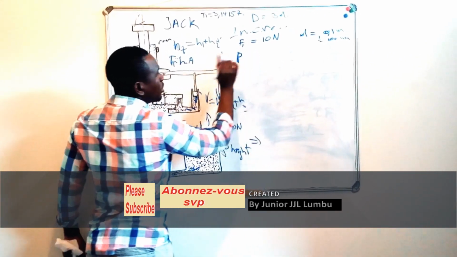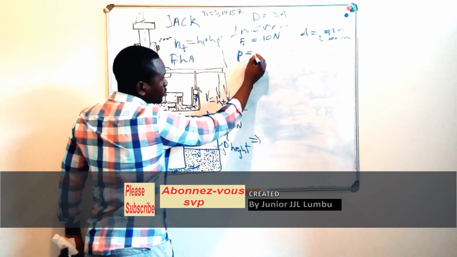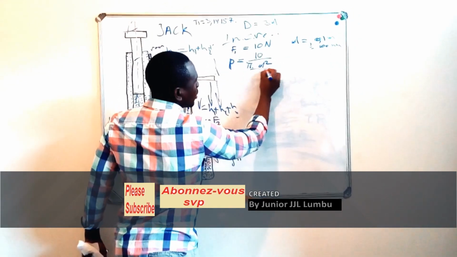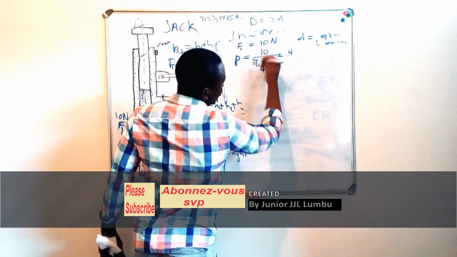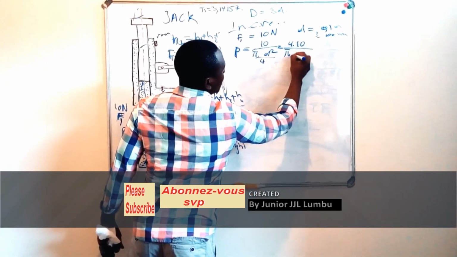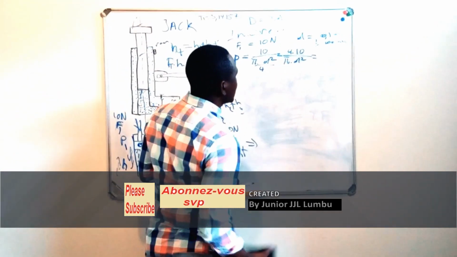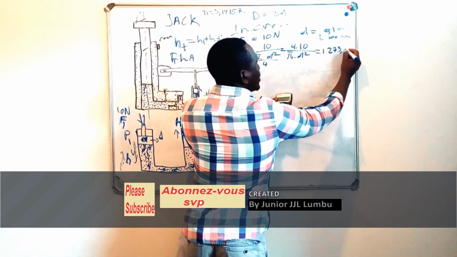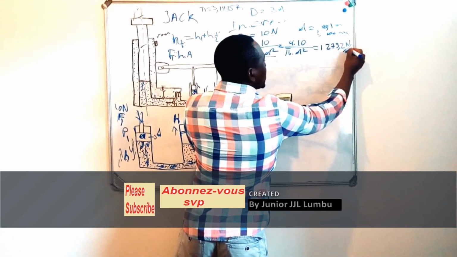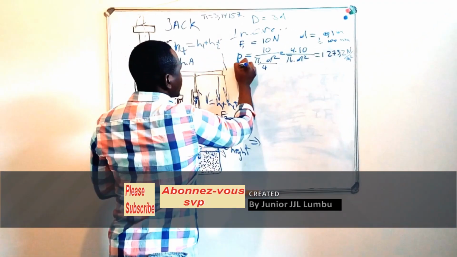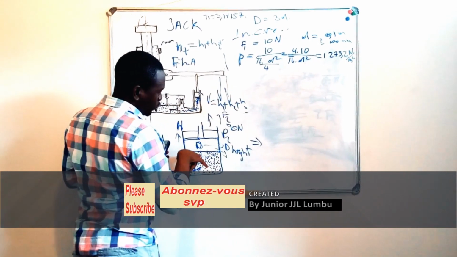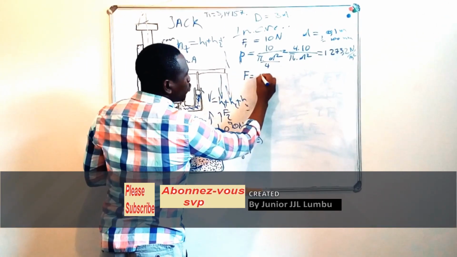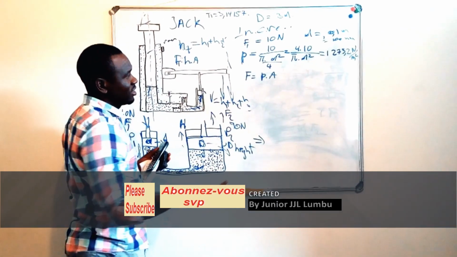So the pressure will be equal to 10 Newton divided by pi times d squared over 4. That gives me 1273.2 Newton per meter squared. This is for this side, and the pressure is the same on the other side. So now I need to calculate the force here. I have the pressure, and we all know that force equals pressure times area.